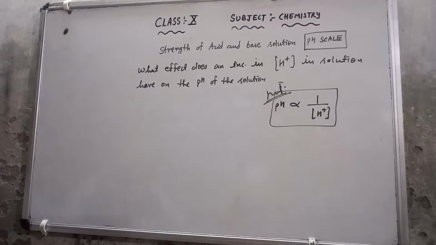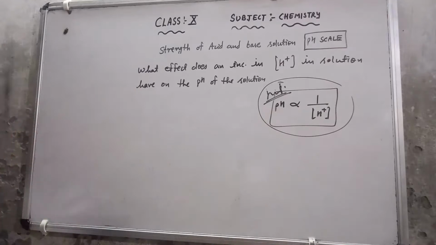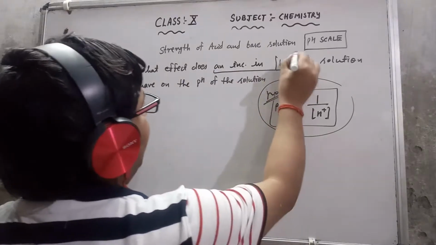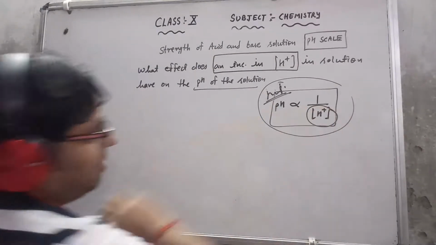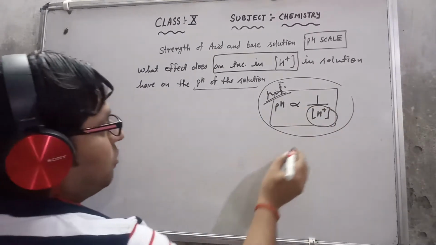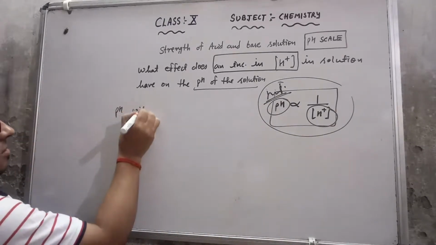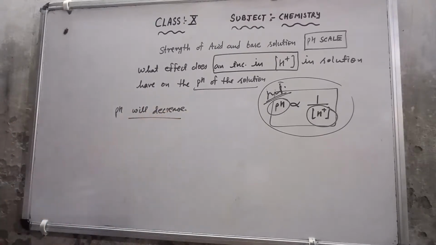Very simple, you can check the formula I have told you. The pH is inversely proportional to hydrogen ion concentration, meaning if the hydrogen ion concentration increases, then pH decreases. If hydrogen ion concentration decreases, pH increases. In this question they are saying that we are going to increase the hydrogen ion concentration. So what will be the effect on pH? Due to inverse proportionality, its pH value is going to decrease. So pH will decrease. This is the answer.